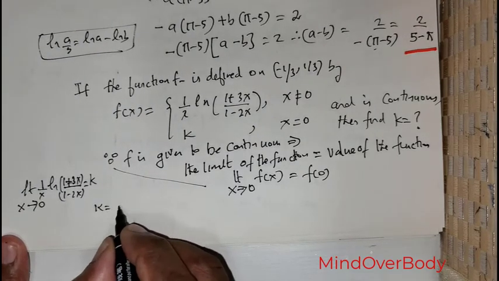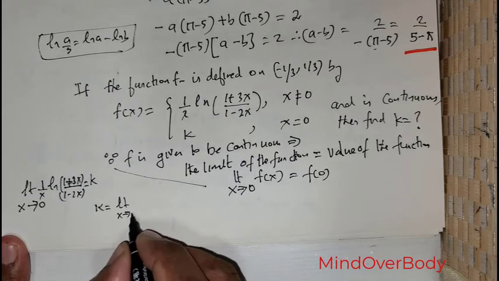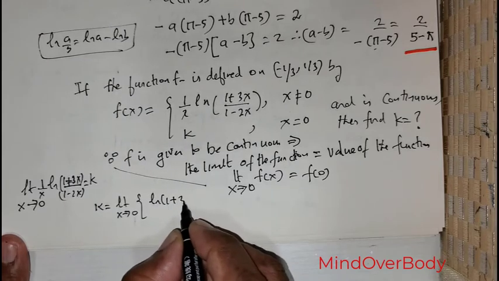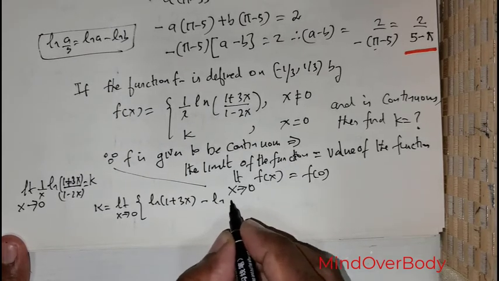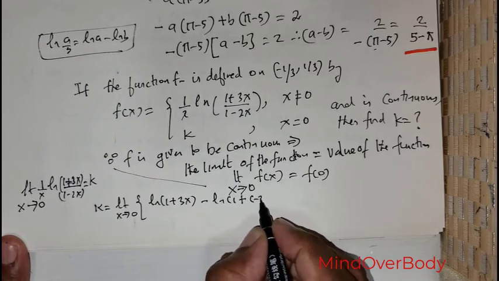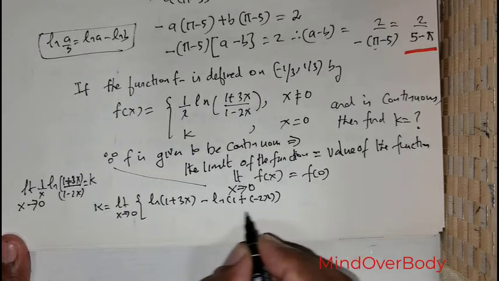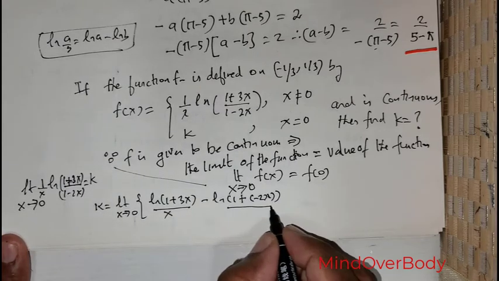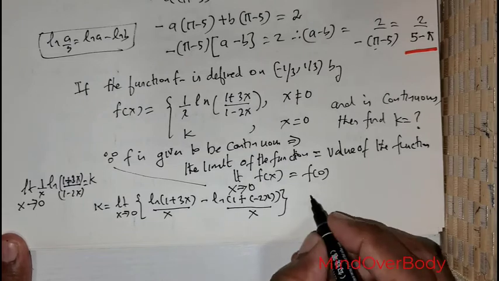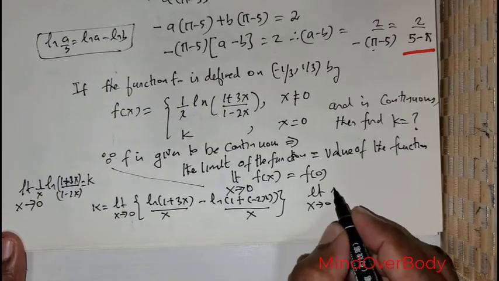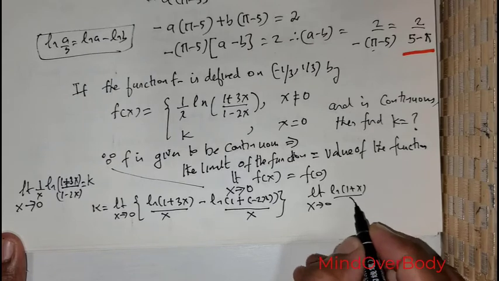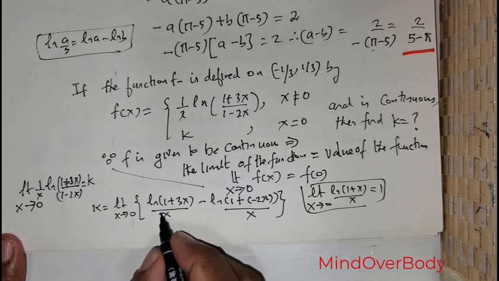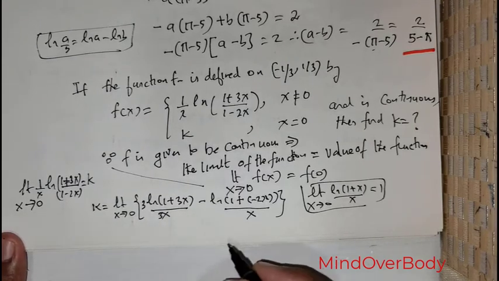So k is equal to limit x tending to 0 of ln of (1 + 3x) minus ln of (1 + (-2x)), divided by x. Now there is another property, limit x tending to 0 of ln of (1 + x) divided by x is equal to 1. So to get that property, I need to have a 3x here. So I place a 3x, I multiply 3 there.